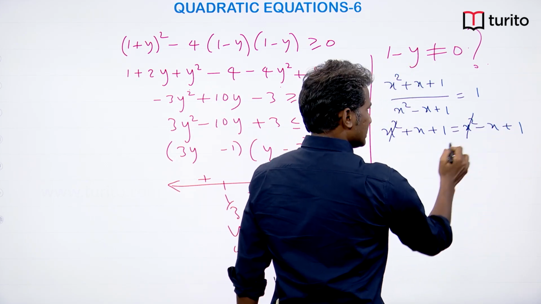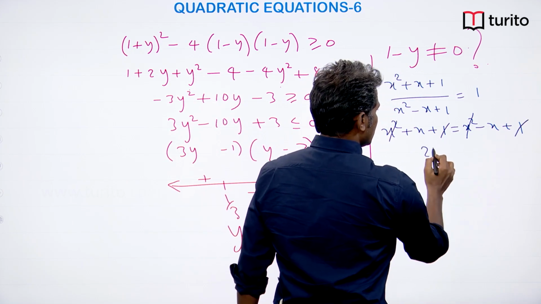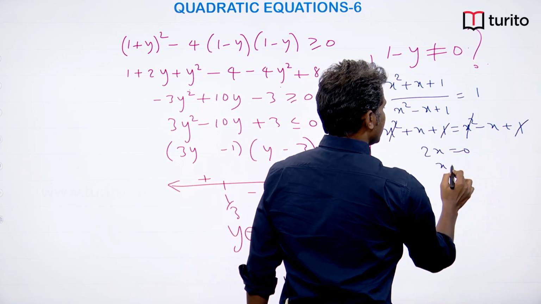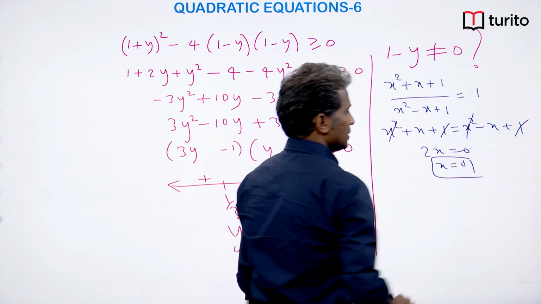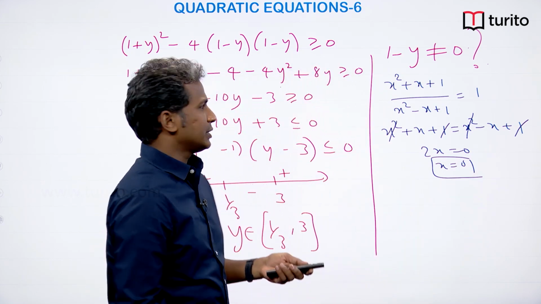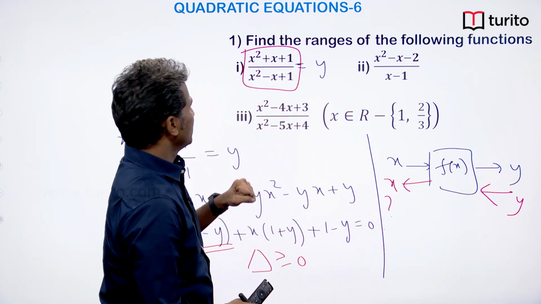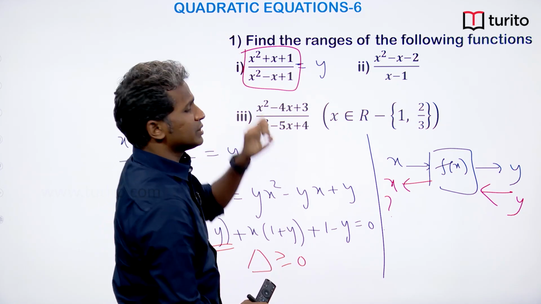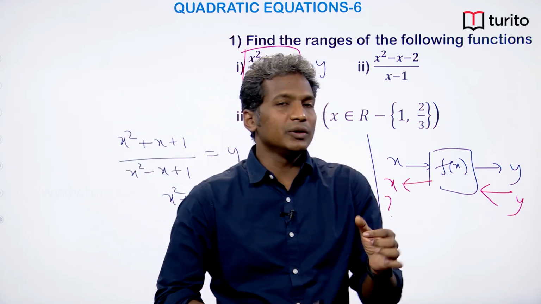x square gets cancelled, 1 also gets cancelled. So, we get 2x equal to 0, which means x is equal to 0. So, we got a value x equal to 0 and we put it here and see. Is x equal to 0 a valid input? How do we check that?